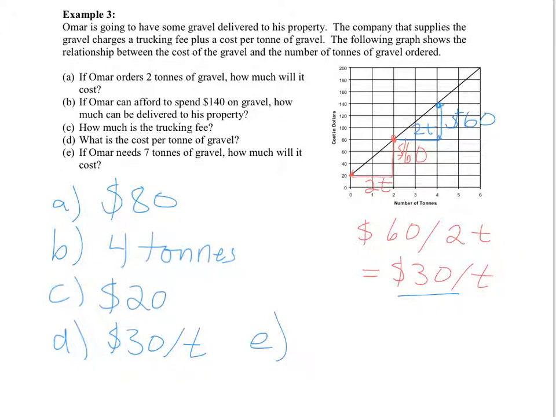Okay, last question. If Omar needs 7 tons of gravel, how much will it cost? So we go to our graph and we look, but we run into a problem. Our graph only goes up to 6 tons of gravel. But we can still figure out our answer because we know 6 tons of gravel is going to cost Omar $200. We also know that each additional ton of gravel costs $30. So if 6 tons cost $200, then 7 tons is going to cost another 30. So 200 plus 30 gives us $230 for 7 tons.